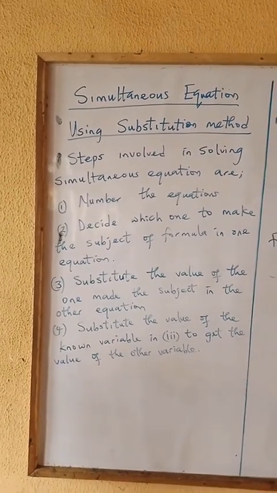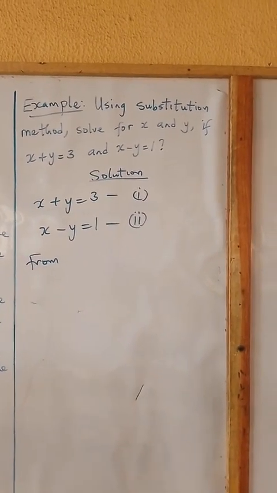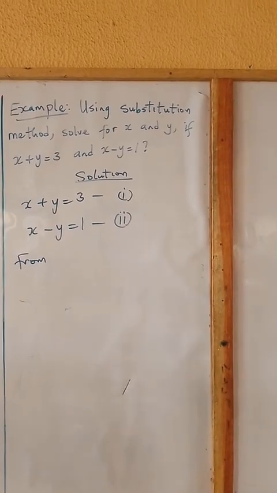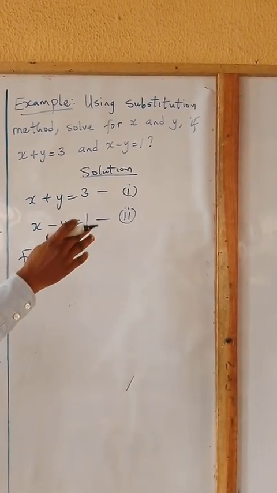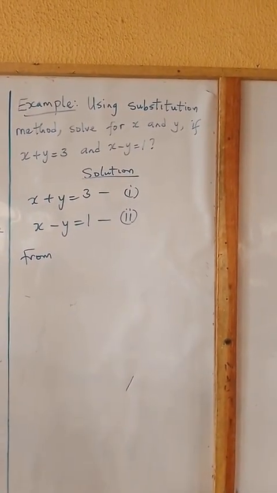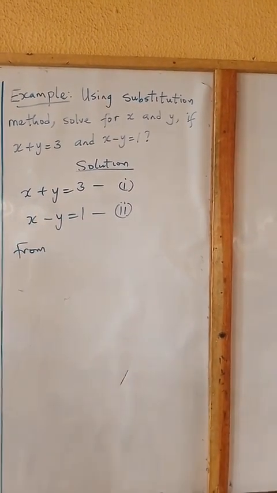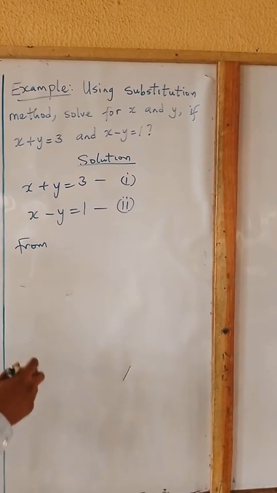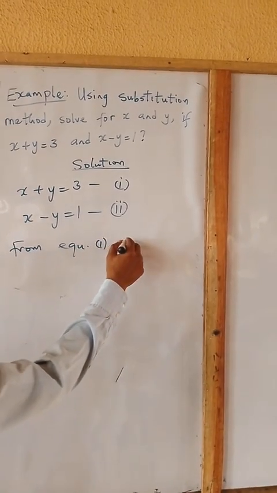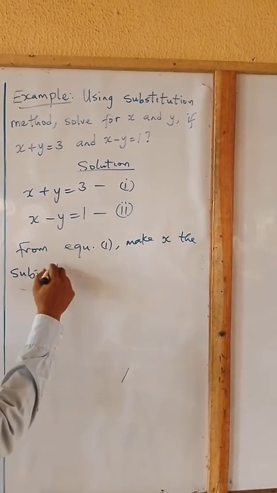This is the relevant example that we want to solve today. Using the substitution method, solve for s and y if s plus y is equal to 3 and s minus y is equal to 1. The first step is to number the equations. s plus y is equal to 3, equation 1, and s minus y is equal to 1, equation 2. Then you decide to make either s or y the subject of the formula in either equation. I want to use equation 1. From equation 1, make s the subject of the formula.